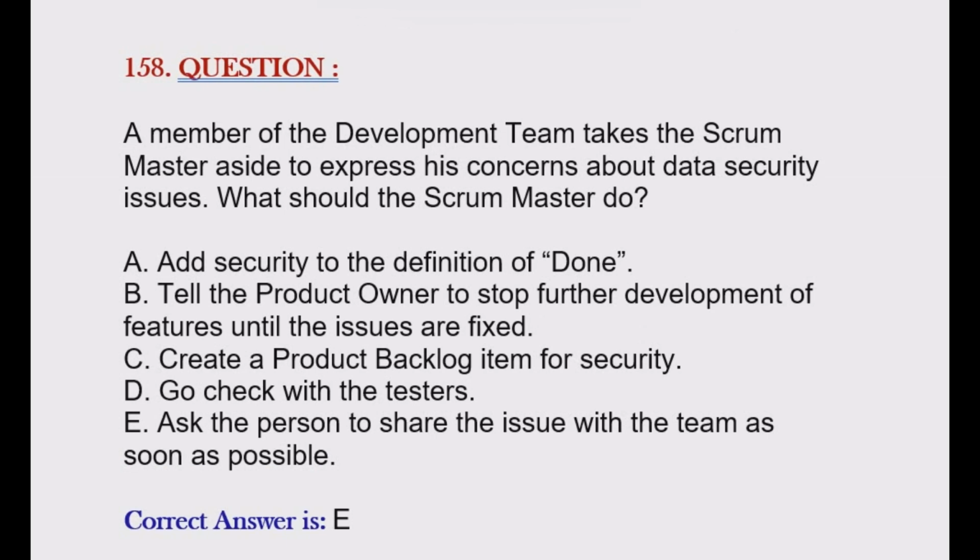Question is, a member of the development team takes the Scrum Master aside to express their concerns about data security issues. What should the Scrum Master do? Option A, add security to the definition of done. Option B, tell the product owner to stop further development of features until the issues are fixed. Option C, create a product backlog item for security. Option D, go check with the testers. Option E, ask the person to share the issues with the team as soon as possible. Correct answer is option E.